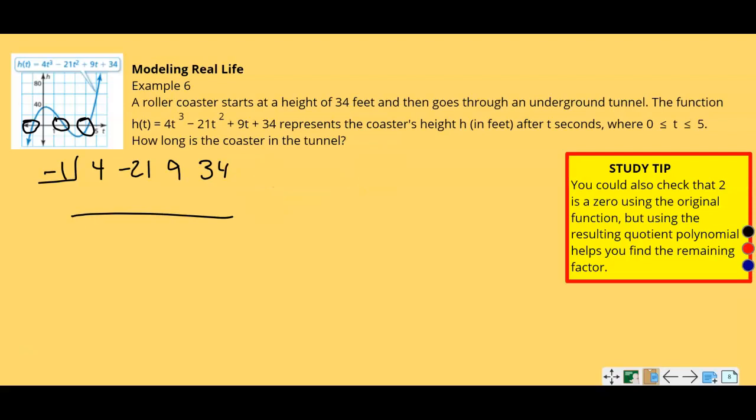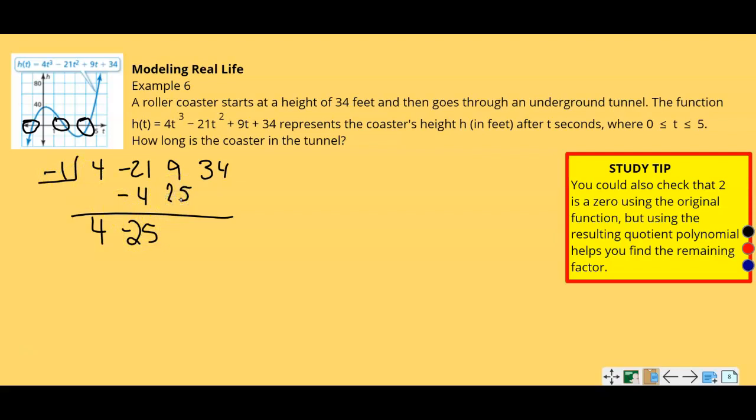All right, again, our first number comes down. Then we're going to multiply -1 times 4, and then we're going to add -21. Actually, that's -4. -1 times 4 is -4. And that gives me -25. Almost missed my negative sign there. -1 times -25 gives me a positive 25.